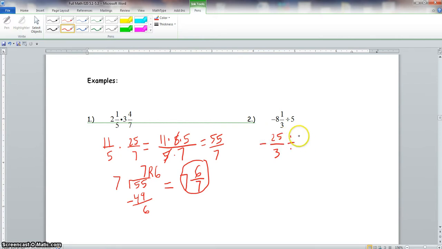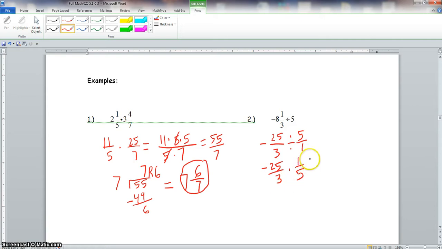Now we'll take that divided by, let's make this 5 over 1. Now we go down here. We will have negative 25 over 3. We keep our original fraction the same. Division becomes multiplication, and we take the reciprocal of 5 over 1, which is 1/5.